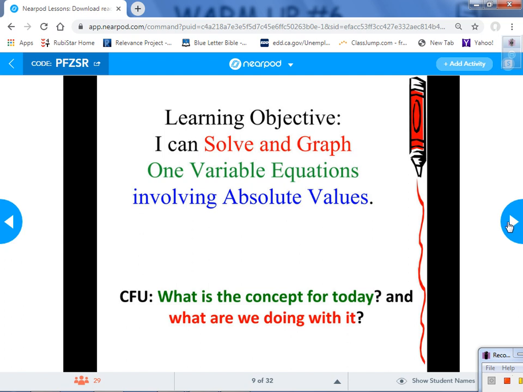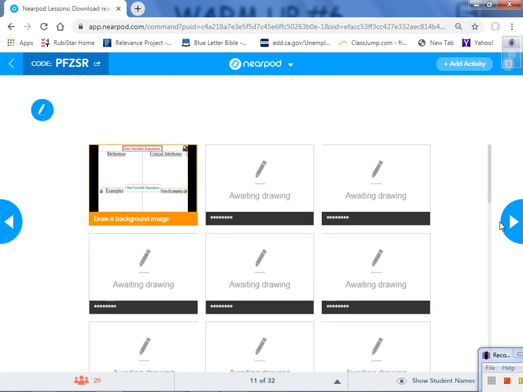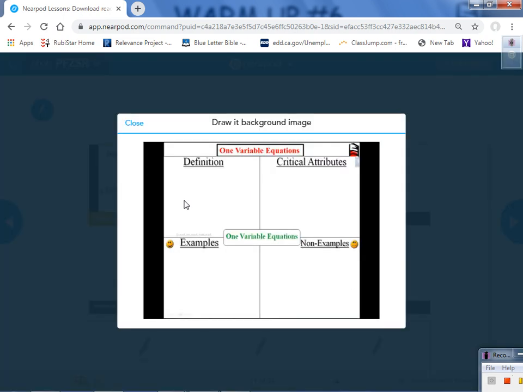I'm going to leave it up here on my screen, but I'll move your screen. On your screen, you should have a Frayer model, and it reads one variable equations. Let me send you a blank one. I want you to fill that out by writing on it. Don't type it in or take a picture. Just write it on the screen. Quick definition for one variable equations, one example, one non-example, and a hashtag. Give you some time. Ready, go.